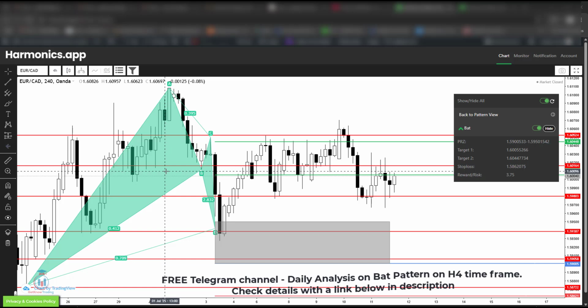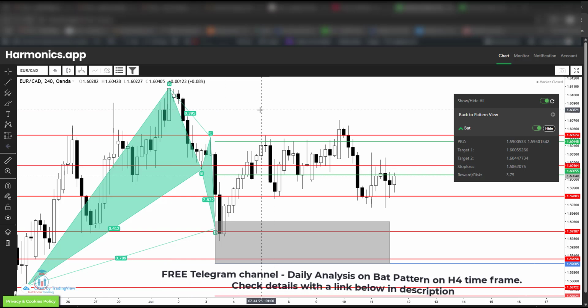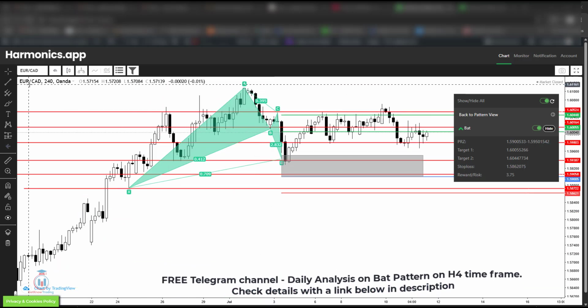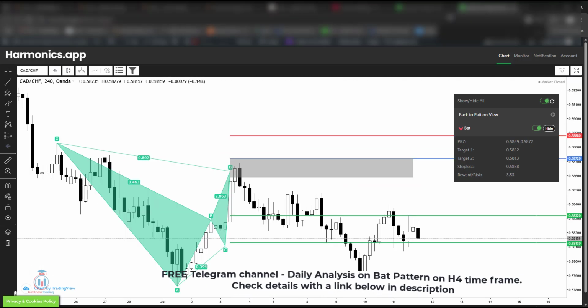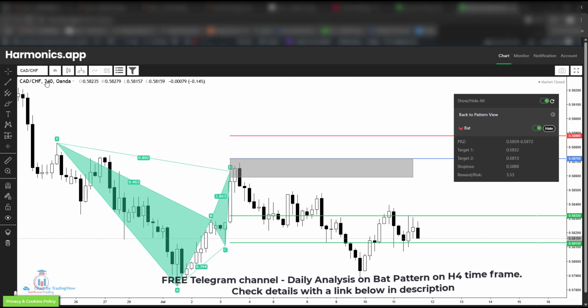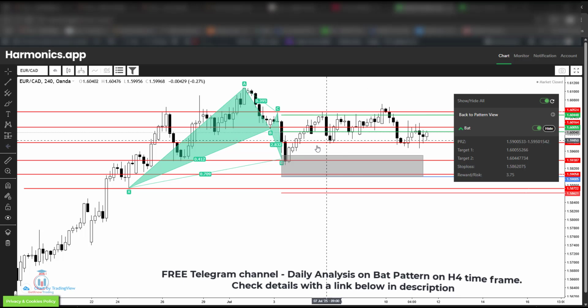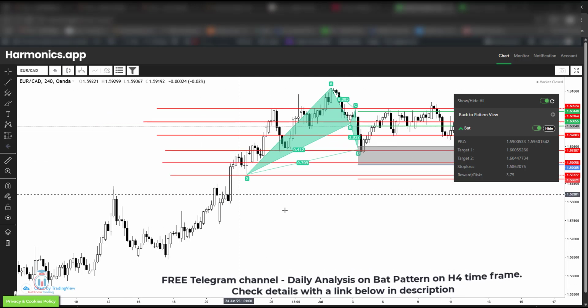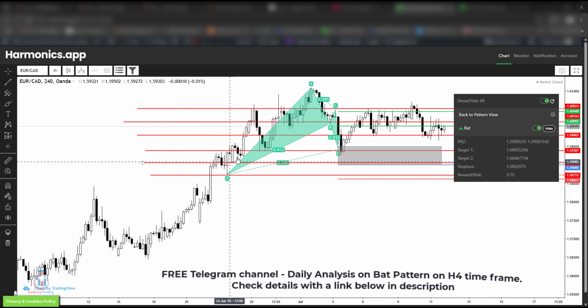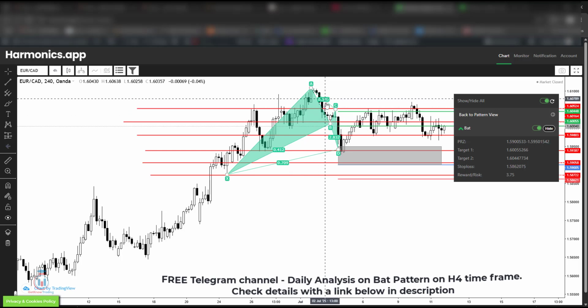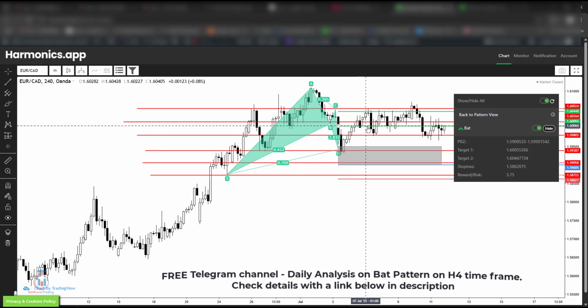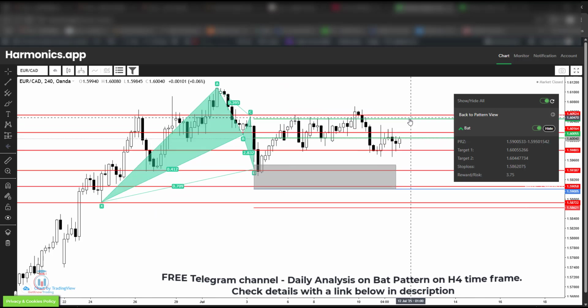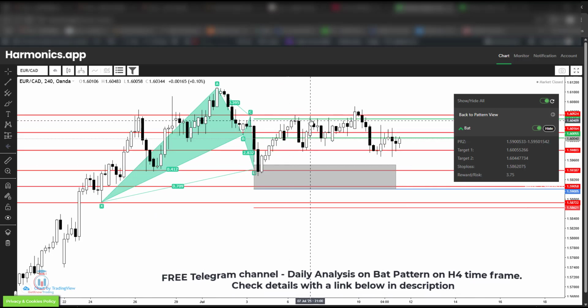This week I would like to mention the previous week analysis where I covered Euro against Canadian dollar, and the second one was Canadian dollar against Swiss franc. First one was a bullish bat pattern that has been formed in line with this bullish trend, and it was pointing that the price could go above and reach higher price levels. First of all, this one was a profitable one.